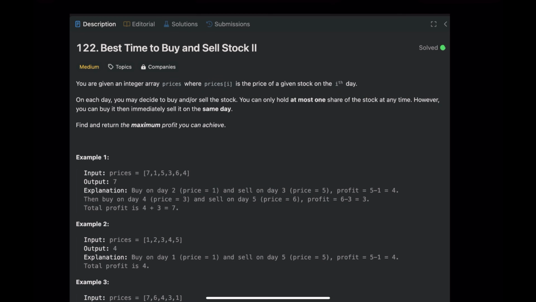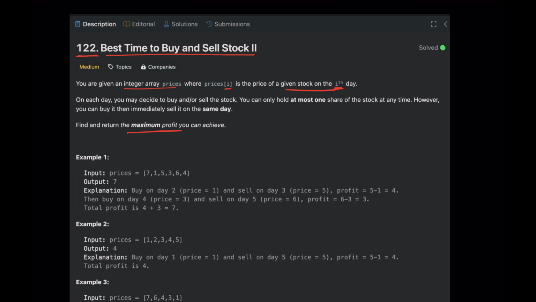Hello everyone, in this video we'll be solving problem 122, Best Time to Buy and Sell Stock II. The problem statement is, we are given an integer array prices where prices[i] is the price of a given stock on the ith day. We need to return the maximum profit that we can achieve by buying or selling a stock.